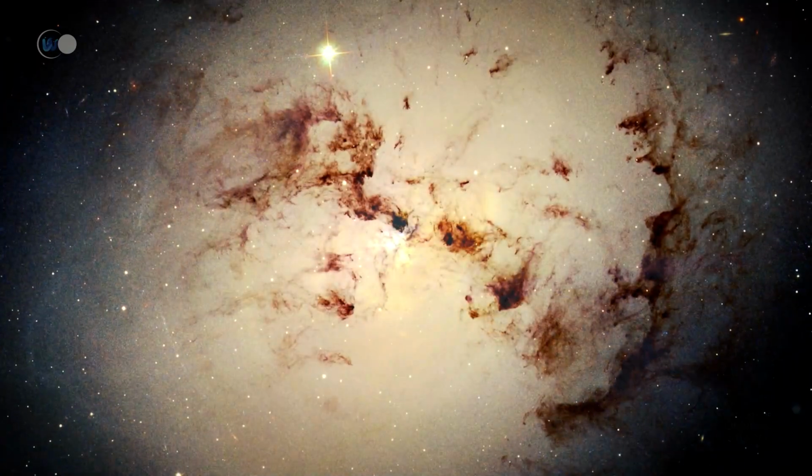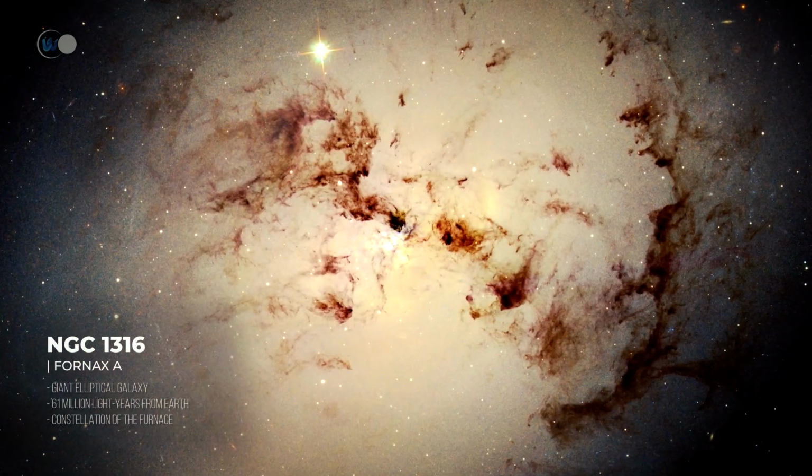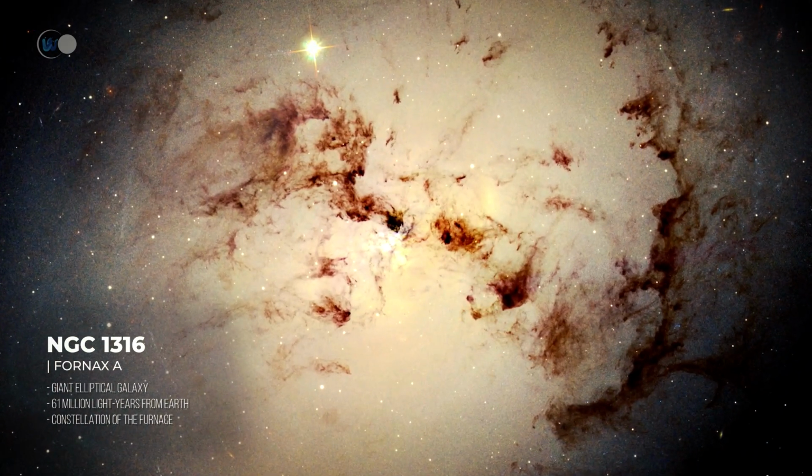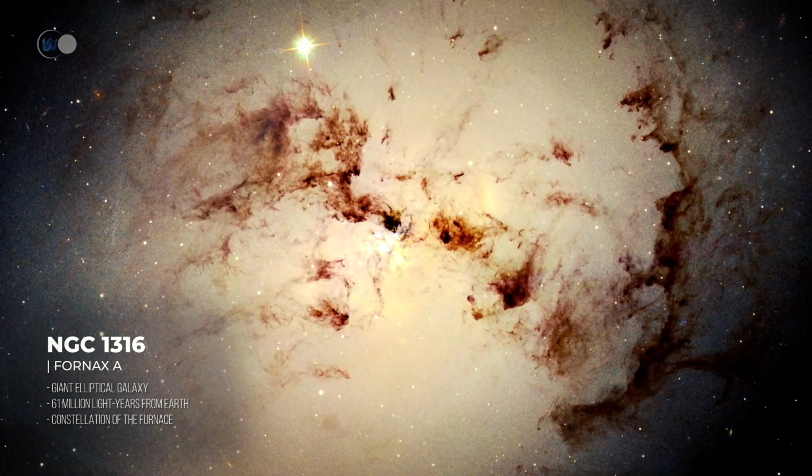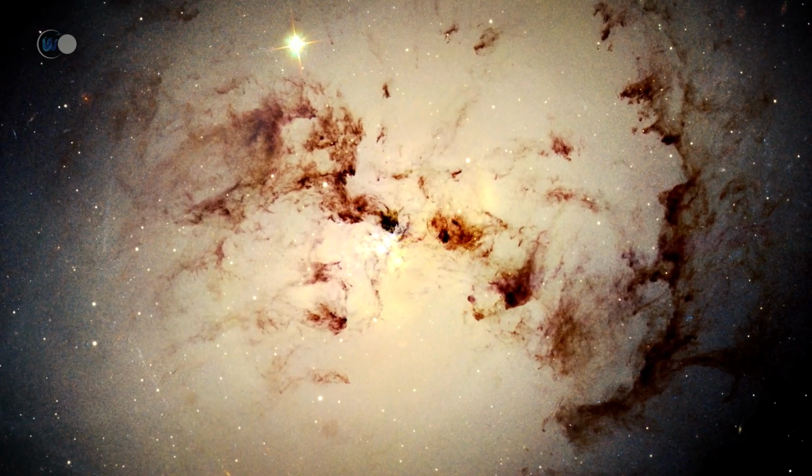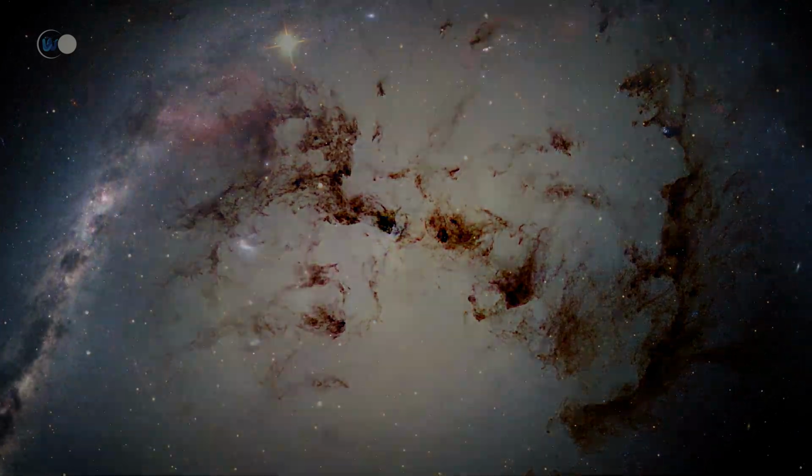NGC 1316, also known as Fornax A, is a giant elliptical galaxy around 61 million light-years from Earth. It is famous for its galactic fusion activity and intense source of X-ray radiation.